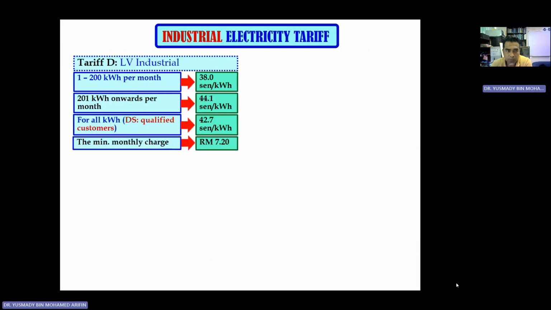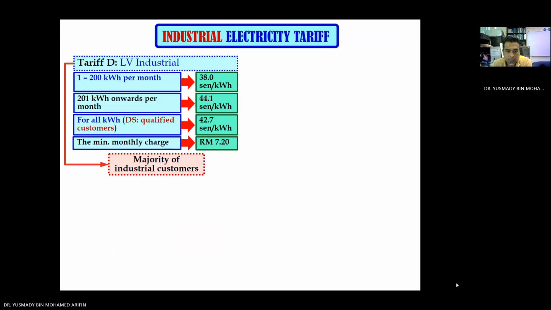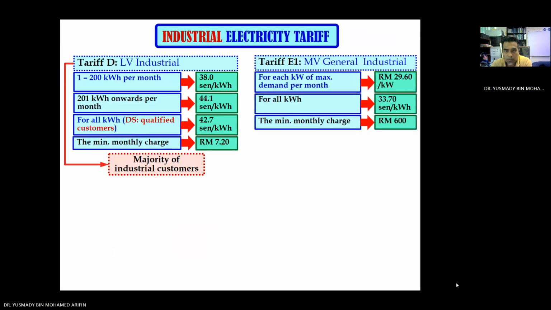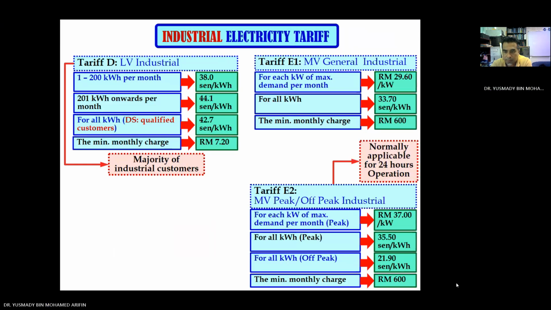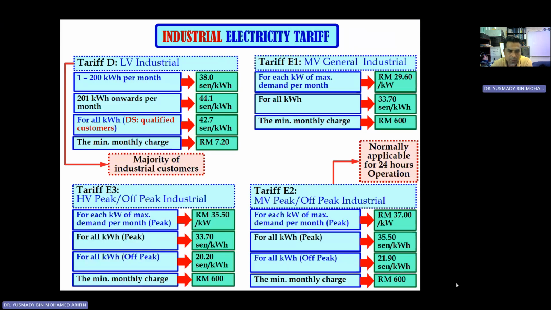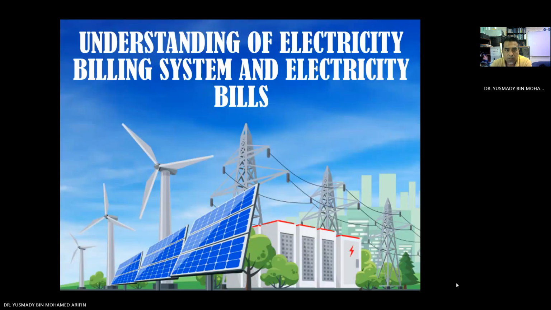Industrial electricity tariff. So we have tariff D, normally used by industrial customers. Tariff D is for low voltage, tariff E1 for medium voltage, tariff E2 for medium voltage peak and off-peak, normally applicable for 24-hour operation. And the last one, tariff E3 for high voltage peak and off-peak industrial. So these are the tariffs implemented based on electricity energy usage.